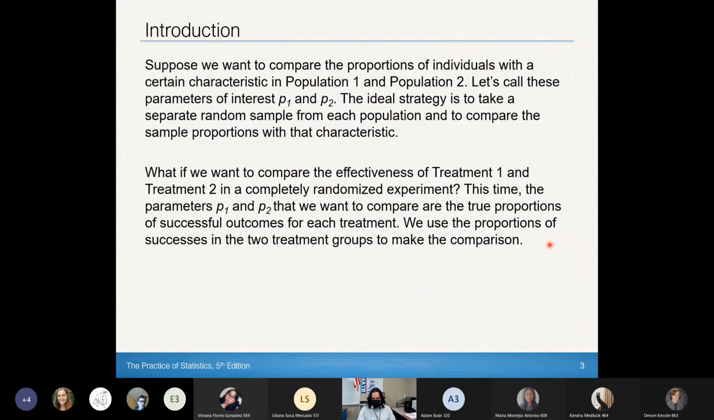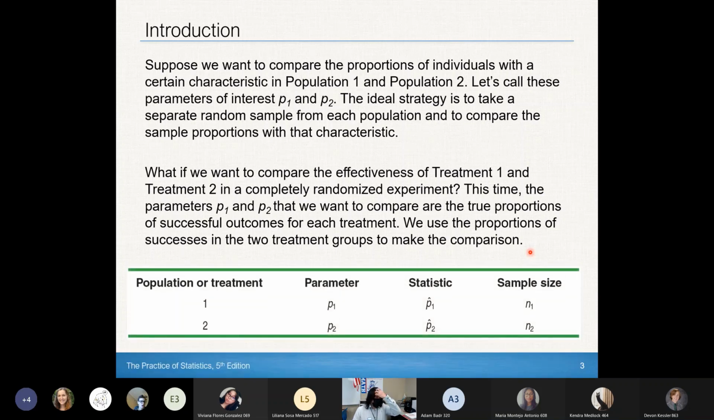This is different than the example we just saw in 9.3 because the two treatments are applied to two separate groups of people. The same person is not receiving the two treatments. Okay. So these are two types of scenarios where we'll be able to use the things we learned in 10.1.